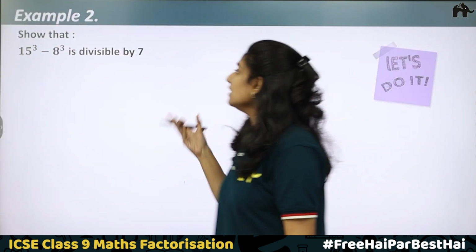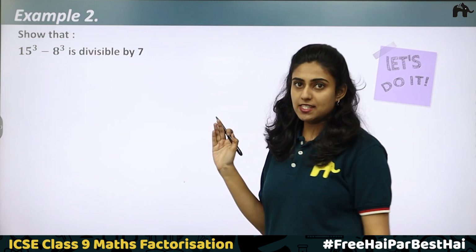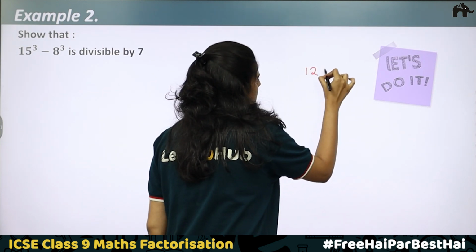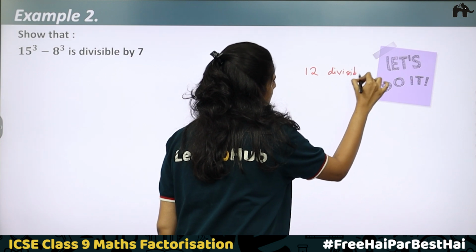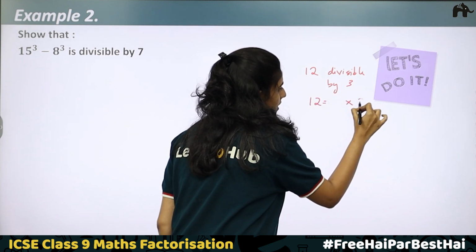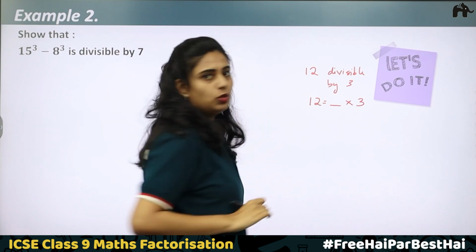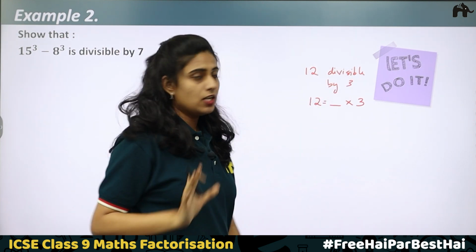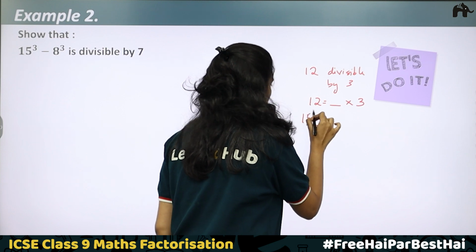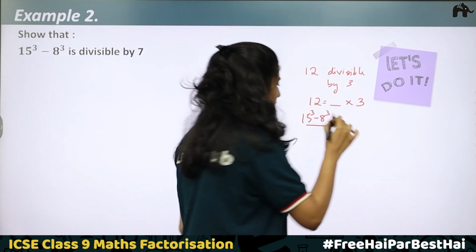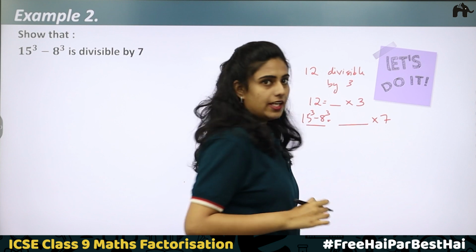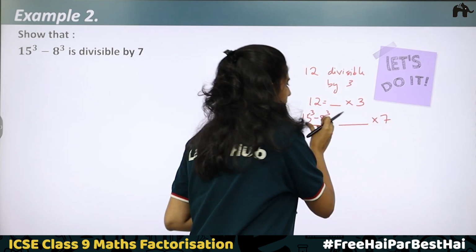Clear? Second example, show that 15³ − 8³ is divisible by 7. When do we say a number is divisible by a given number? For example, 12 divisible by 3. Is it possible? Which means 12 should be expressed in a form that a number into 3 will be giving you 12. This is what divisible by 3 means. So divisible by 7 means what? This given number, 15³ − 8³, we should be able to express as a given number into 7. Then this will be divisible by 7. Let's see if we can express in this form.